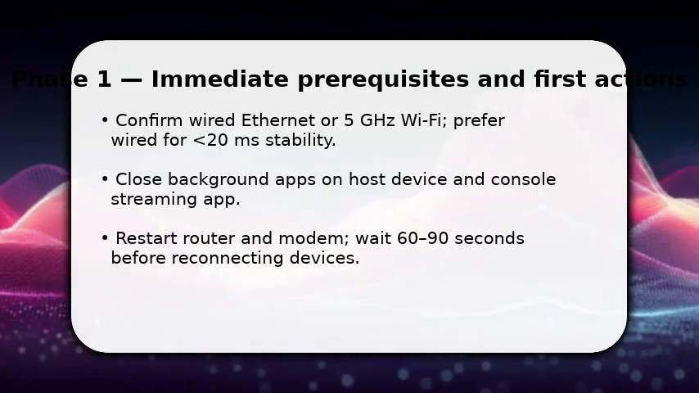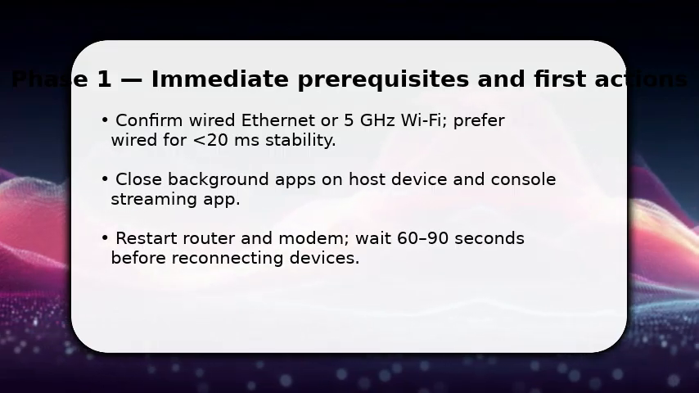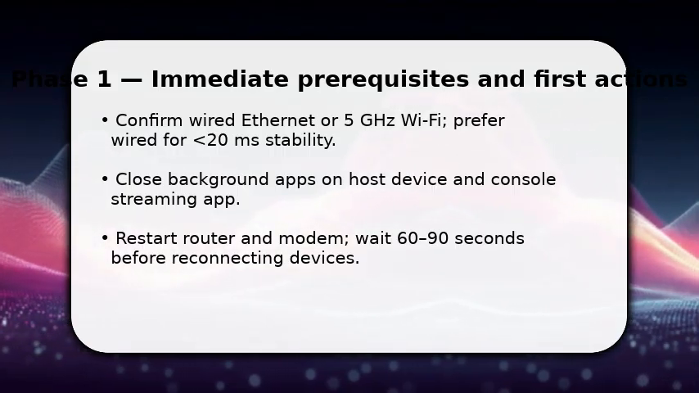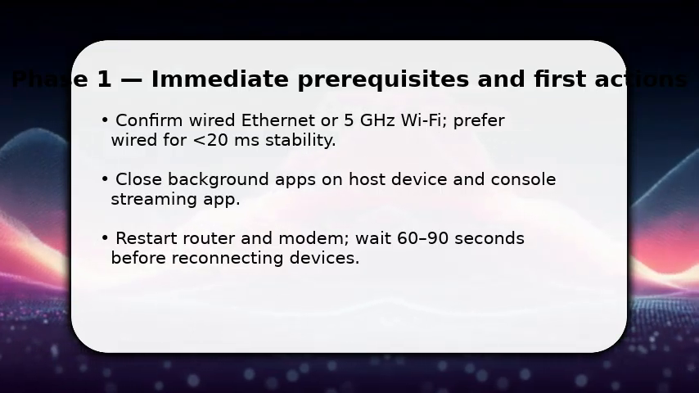Next, power cycle the router and modem: turn off, wait 60 to 90 seconds, then bring them back online. This clears transient congestion and IP lease issues, which often reduces packet loss and jitter quickly.